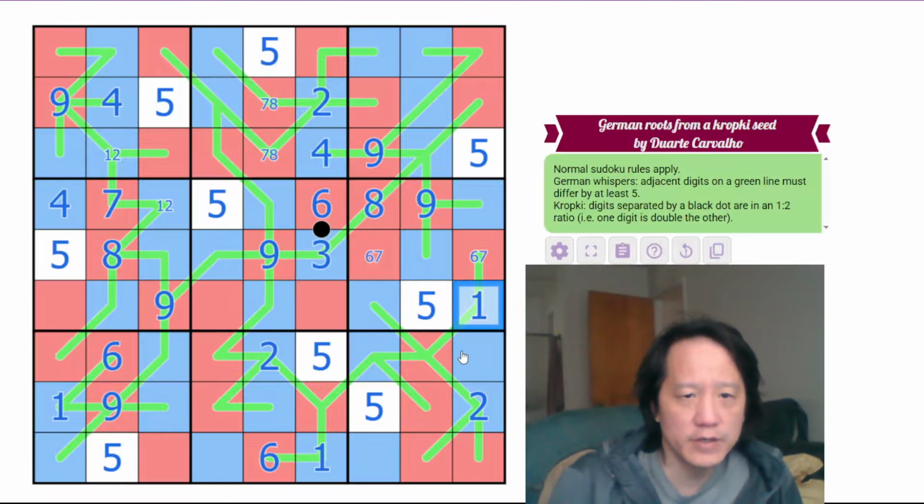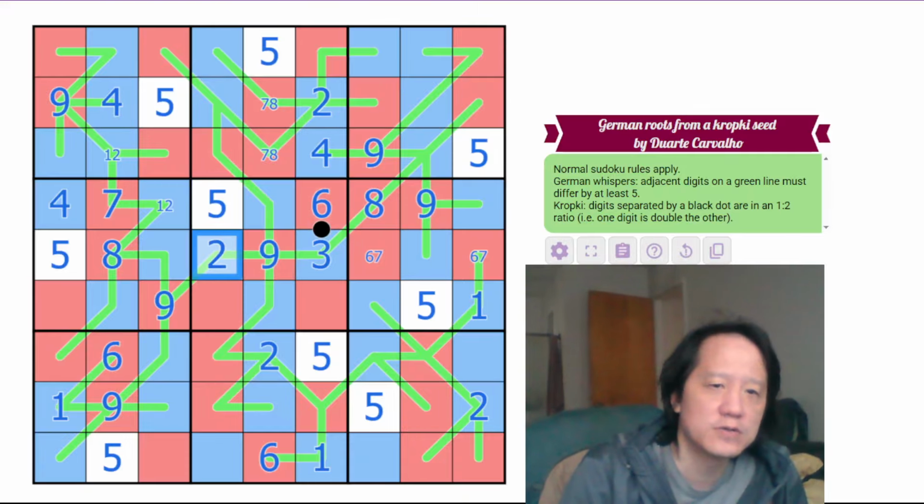Okay, remaining digits. So the 2 is next to 7, 8, or 9. That's fine. 2 cannot be here. Where is the 2 in the central box? It has to be here.